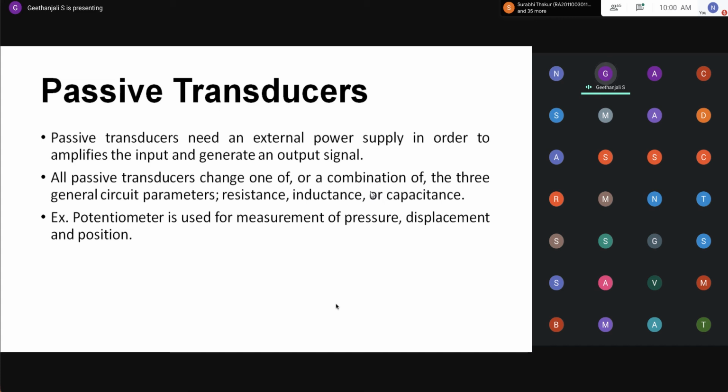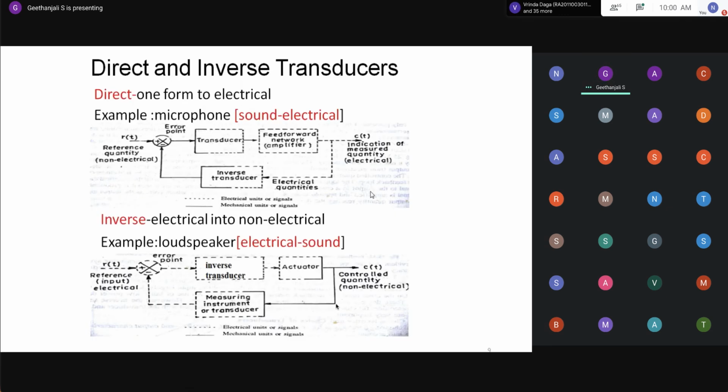The example they have given here is the potentiometer. By using the potentiometer, you can measure the pressure, the displacement, as well as the position. So for 4 applications, you can use a single transducer. That type of transducer comes under the category of passive transducers. All of you go through the slide, I will explain in detail.